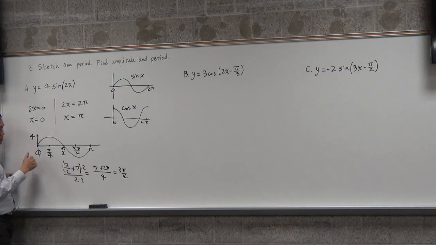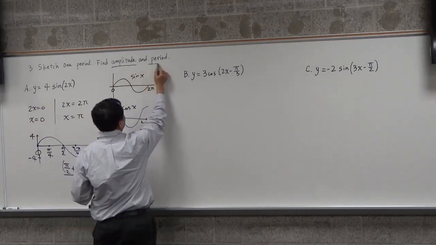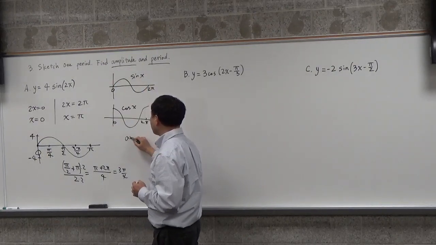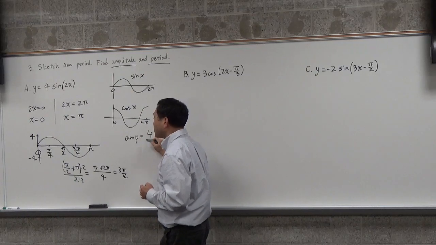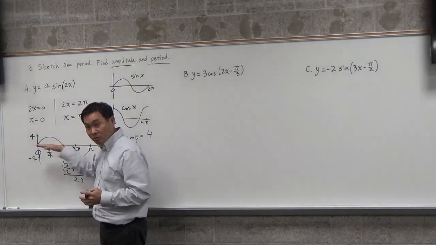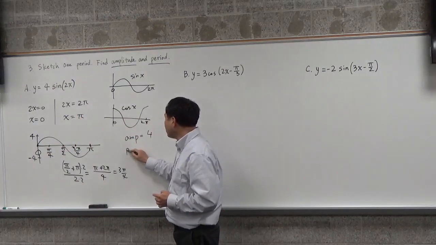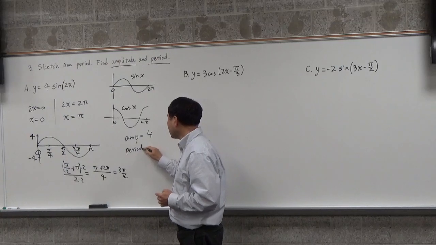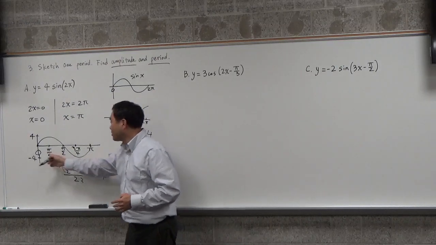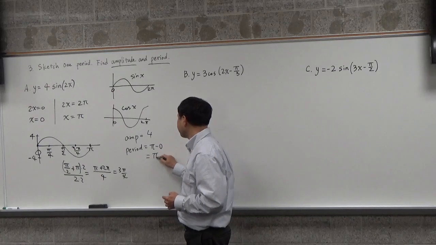How low does it go? -4. Okay. Oh, and then it's also asking for amplitude and period. So what is the amplitude? 4. It's the distance from the peak to the equilibrium, the midpoint. And then the period is pi, because that's the end, that's the beginning, right? So it's pi minus 0, which is equal to pi. Done.